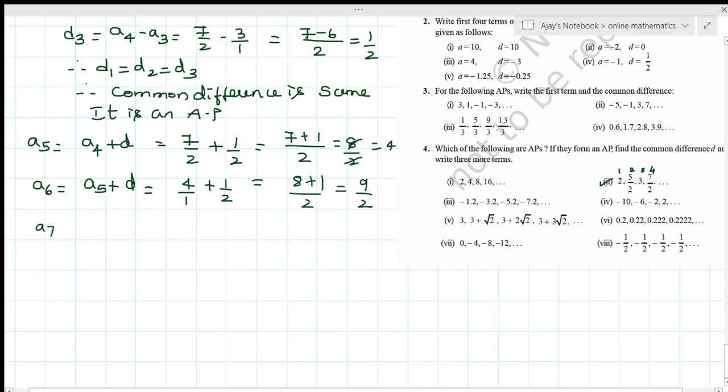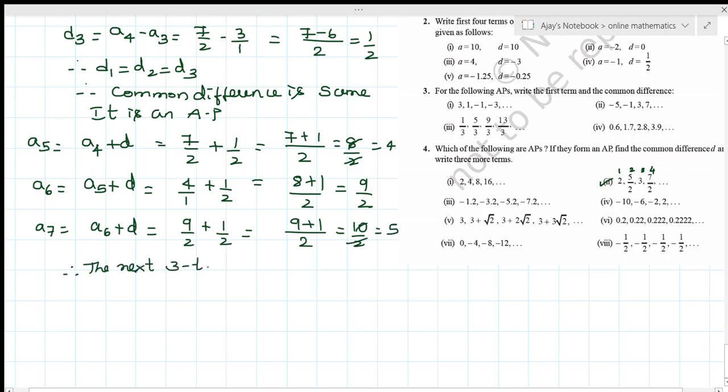Then A7. A7 is A6 plus D. A6 is 9 by 2 plus 1 by 2, LCM is 2, 9 plus 1, 10 by 2, that is 5. So therefore, the next 3 terms are 4, 9 by 2, 5. I hope you are clear with this problem. So we will just go for the third problem.